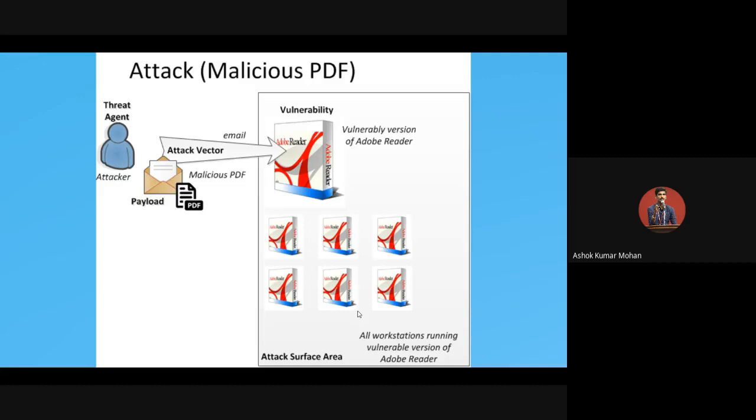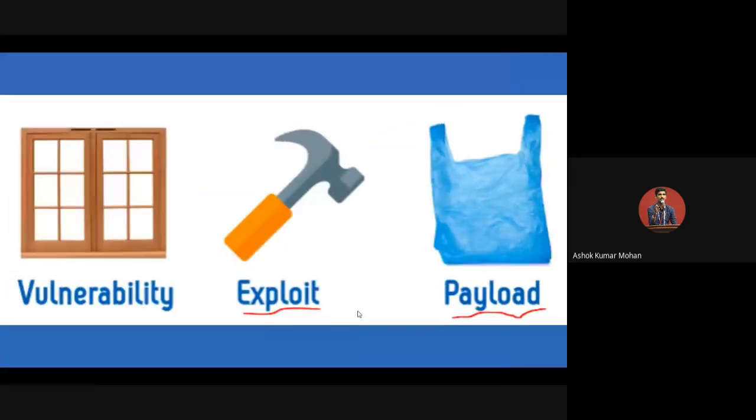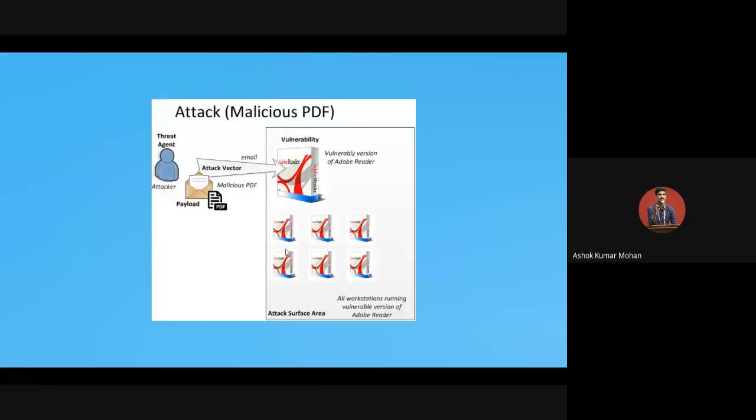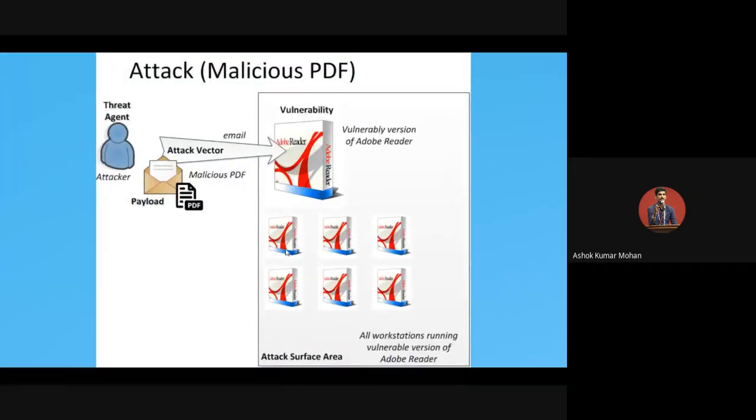As we are discussing a PDF file, there's a PDF file which claims to be from IT returns, right? When you double click and open it, the PDF file is actually a payload. The payload has an exploit. The exploit is typically a piece of code, what we call a virus, malware, ransomware, trojan, any sort of malicious program.